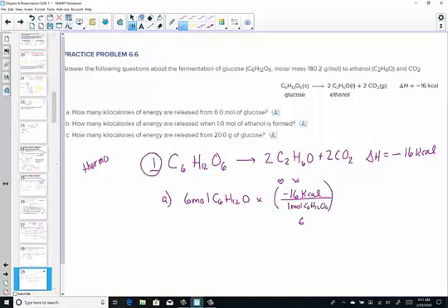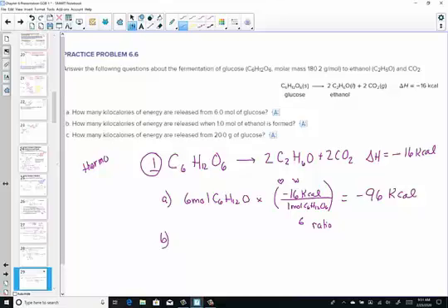So your ratio here, your want over given ratio, kcals per mole. The coefficient of glucose happens to be a 1. So 6 times negative 16, and I find negative 96 kcals. Does that match your paper? I bet it does. You're doing great work.